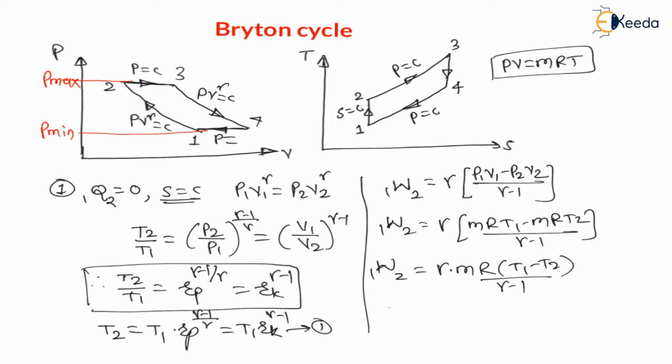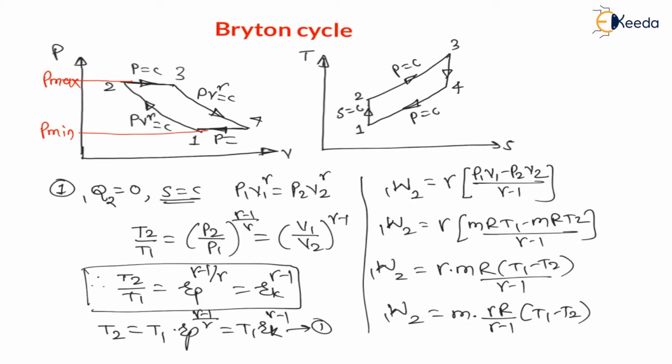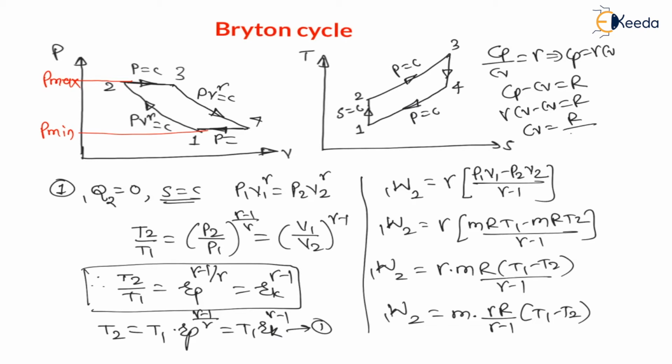So my dear students, this work 1 to 2 is equal to M into gamma R divided by gamma minus 1 into T1 minus T2. And this gamma R divided by gamma minus 1 is Cp, because we already know that Cp divided by Cv, the specific heat at constant pressure divided by the specific heat at constant volume, is gamma. Therefore Cp is equal to gamma times Cv, and Cp minus Cv is equal to R. If I put Cp equal to gamma Cv, then we get gamma Cv minus Cv is equal to R. Therefore, simplifying, Cv will be equal to R divided by gamma minus 1.